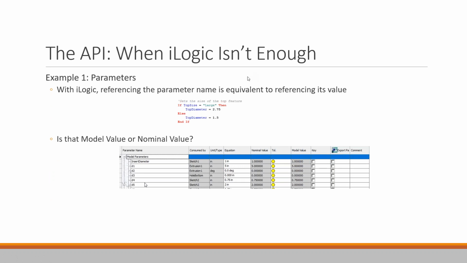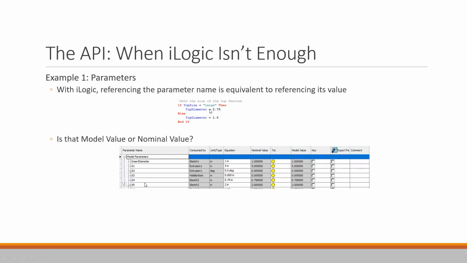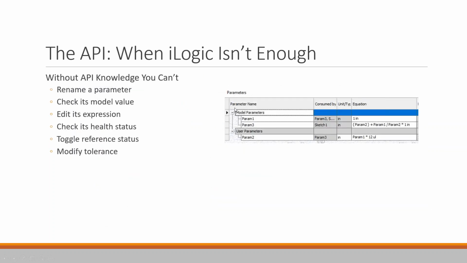So I'm going to skip over one example here because we're starting to run out of time. Just quickly, one of the examples: when you access the value of a parameter in iLogic, you're getting the nominal value. If you needed to react to, say, the model value, let's say you're using tolerances, you can't get that without an API call. You can't change the name of a parameter without an API call. You can't toggle whether it's referenced or not. You can't modify its tolerance or its expression, right? So the API gives you a lot of capability that iLogic fundamentally doesn't.